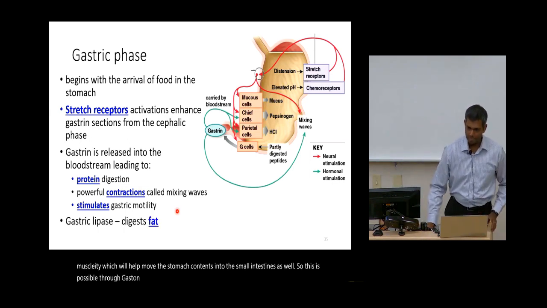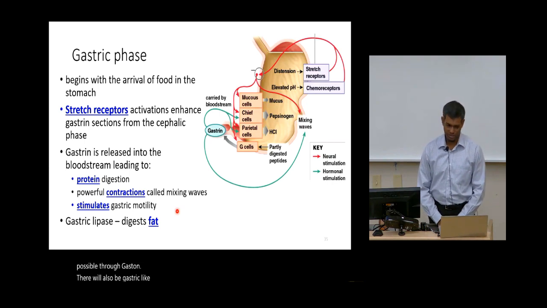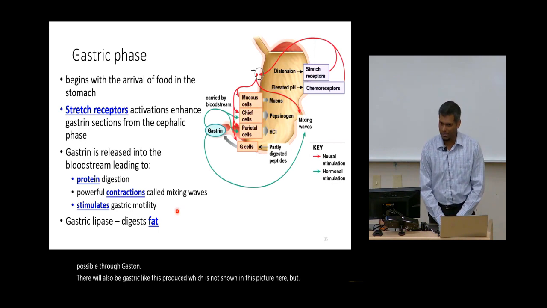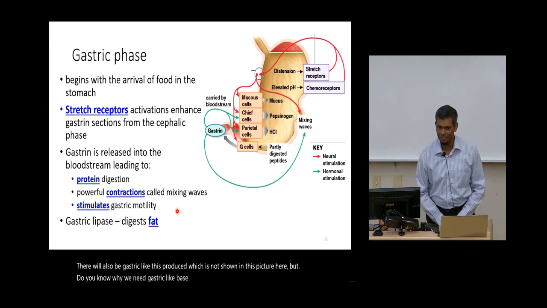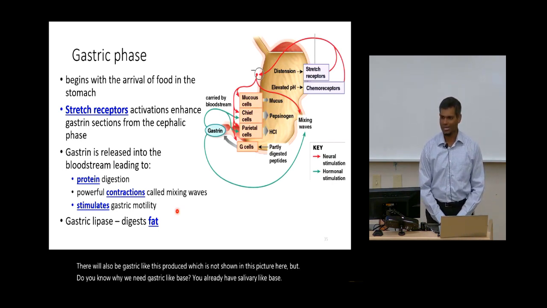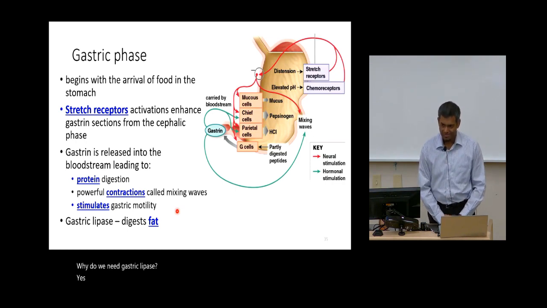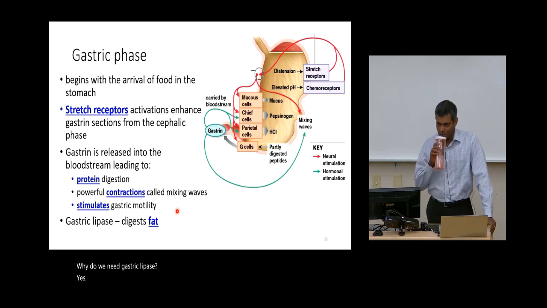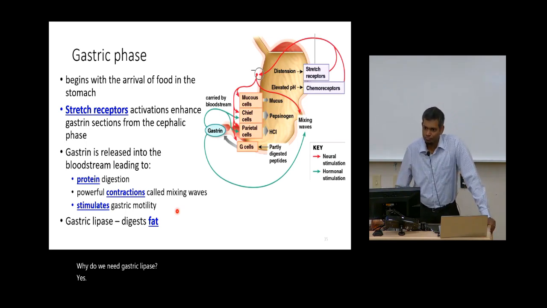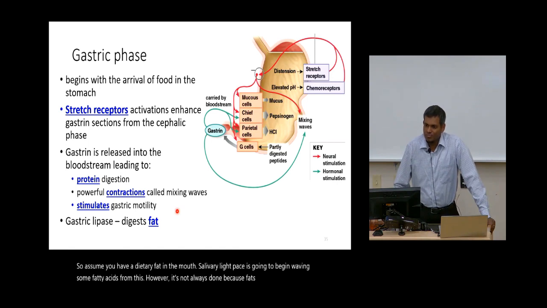There will also be gastric lipase produced, which is not shown in this picture here, but do you know why we need gastric lipase? You already have salivary lipase. Why do we need gastric lipase? Yes? So assume you have a dietary fat, usually triglyceride. In the mouth, salivary lipase is going to begin cleaving off some fatty acids. However, it's not always done because fats are more difficult to digest. So in the stomach, it's going to keep on breaking it off.